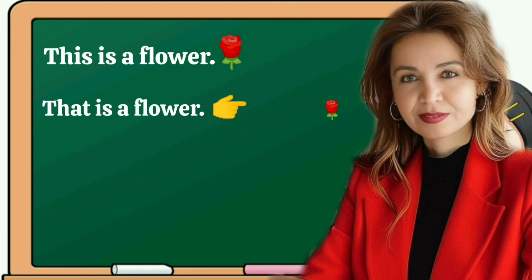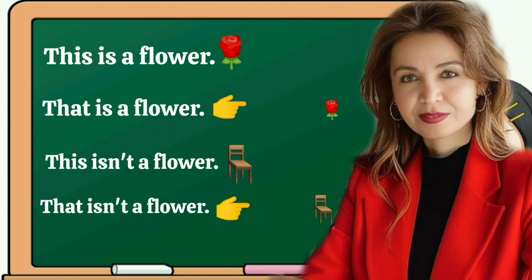This is a flower. Means one flower and it's near to me. That is a flower. It means that flower is very far from me. So I'm showing my finger and I'm saying that is a flower. Let us move to the next part. Is this a flower? No, that is a chair.